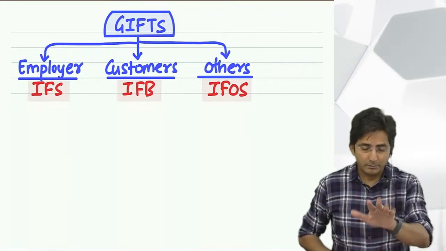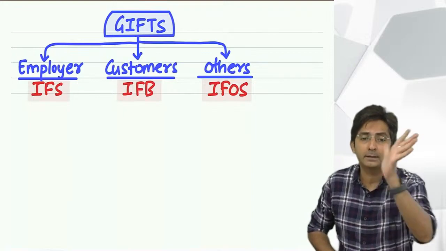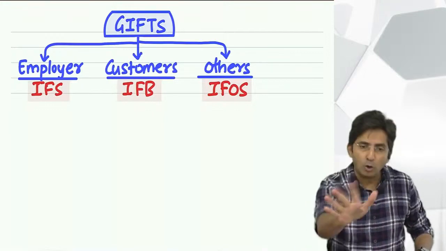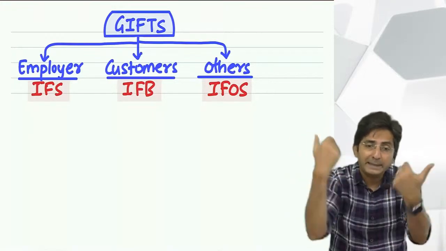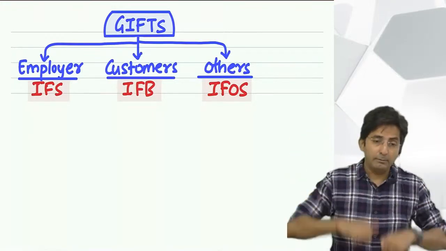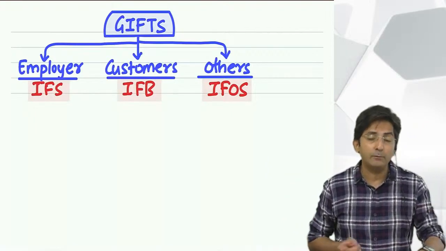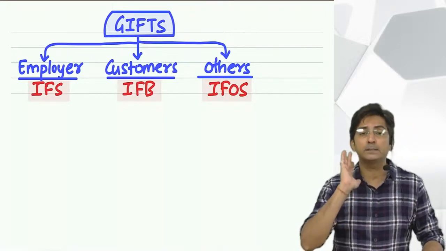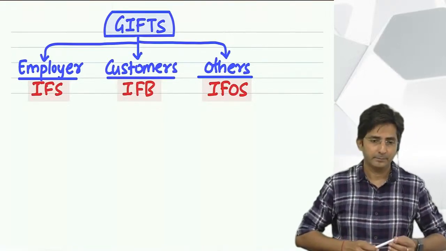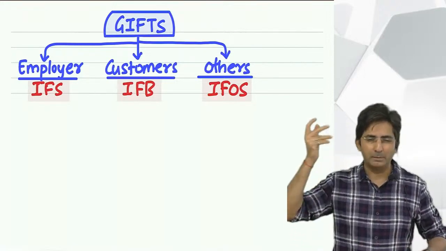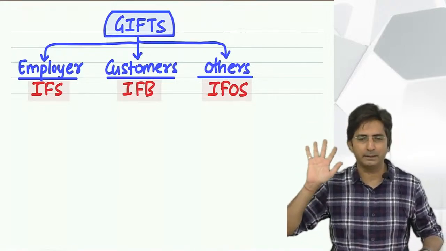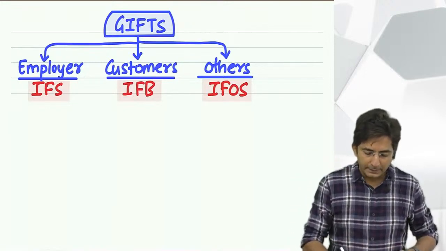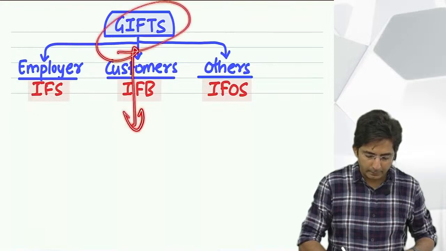But first, let me prove that gift is not an income. See, be focused. First, I will explain that gift is not an income, and it should not be taxed. But then I will prove, if it is not an income, then why the government is taxing. So let us first discuss why gift is not an income. That 50,000 rule you can remember, memorizing is not a big thing, but understanding the concept is important. Tell me, why did I say gift is not an income?